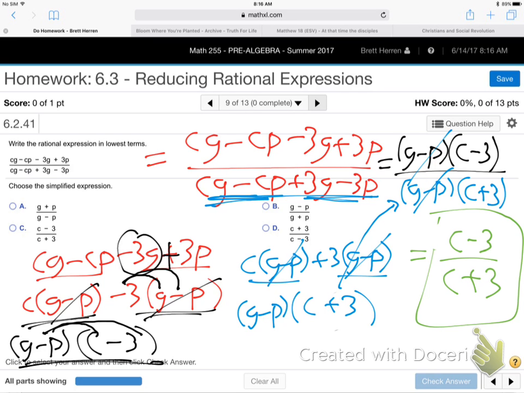Good? Is that making sense? It's a good little review for factoring, too, before we do our practice test and our real test, because these are basically factoring problems, aren't they? No questions? Is that okay?